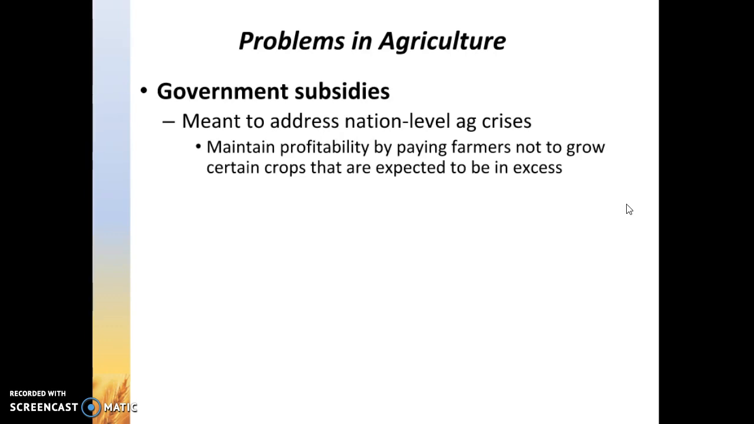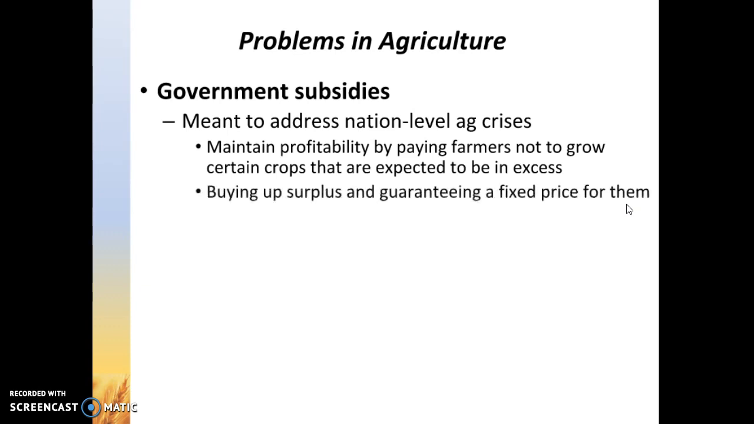So the United States government is going to actually try to encourage farmers to not grow certain crops. So for example, if this year we believe there's already going to be too much corn on the market, then they will actually pay you to not farm corn in order to keep market prices high for corn. They also might buy up the surplus and guarantee a fixed price for it.